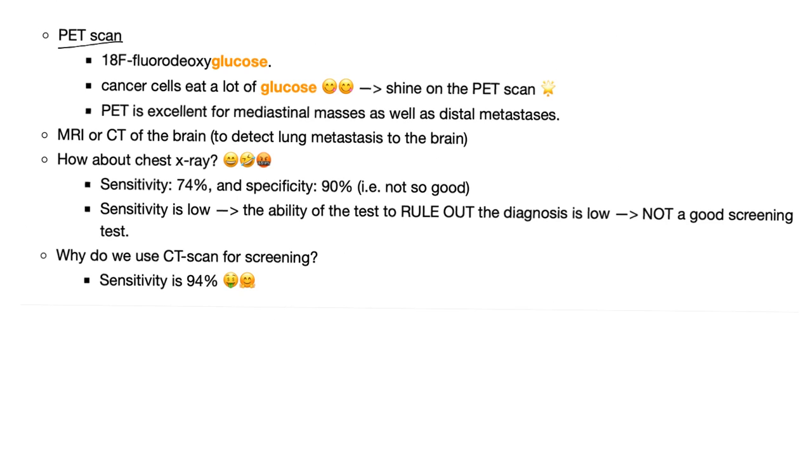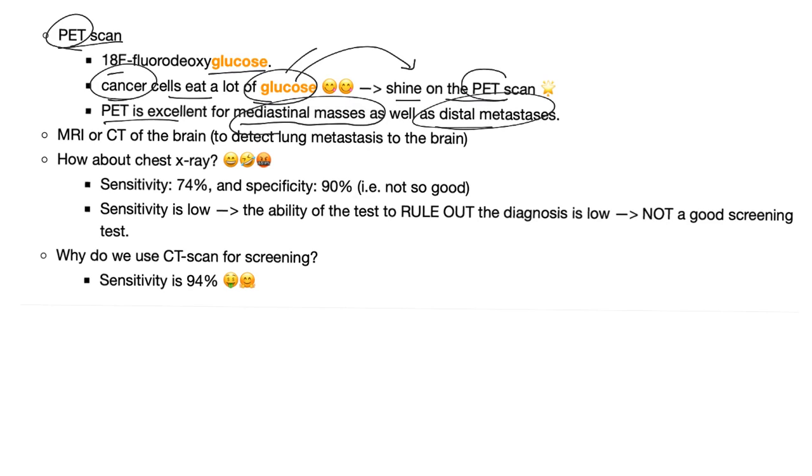PET scan can be helpful. What the flip is a PET scan? You inject the patient with glucose. Those cancer cells, they will eat a lot of glucose. When they eat glucose, they will shine on the screen. This is the idea of the PET scan, because cancer cells are active. That's why they grow rapidly and kill you. PET scan is excellent, even better than CT scan for mediastinal masses and distant metastases.